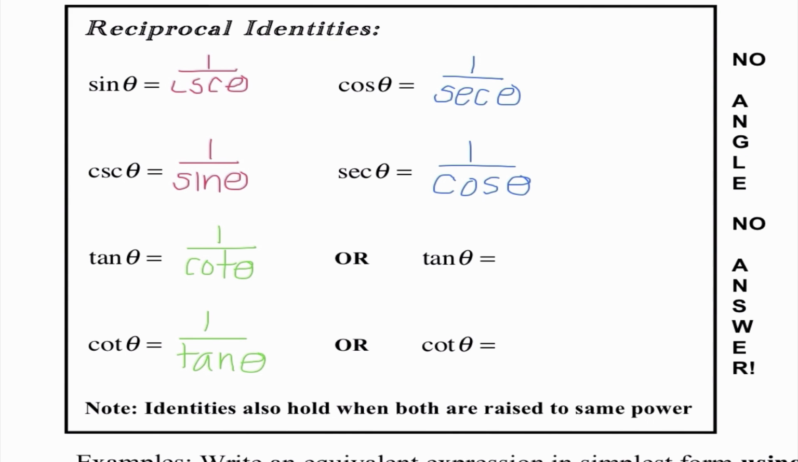Our final two, though, are kind of new, and we talked about why this works in the video. Tan of theta is also sine over cosine, and cotangent is also cosine over sine. You may have been wondering why we have 2 tangent ratios and 2 cotangent ratios, and you'll see in the different methods that we tend to use these more often, but these are also important, and we'll talk through our thinking on that. The final thing I want to stress is the reciprocal identities also hold when both are raised to the same power. So tan squared is sine squared over cosine squared. We can definitely use these when we have exponents.